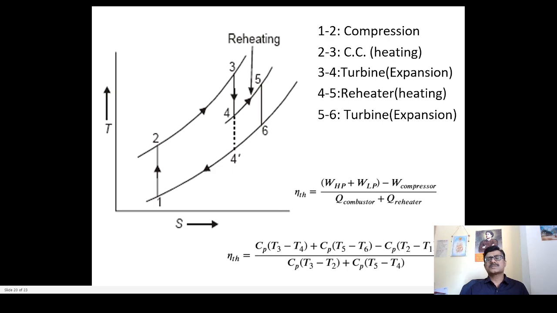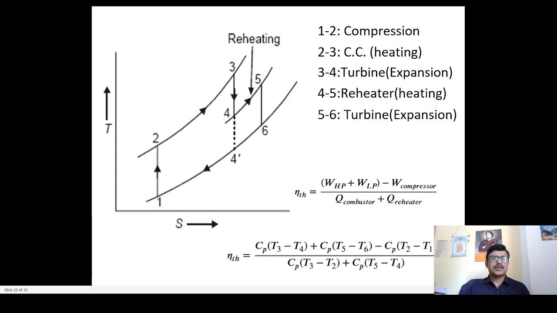Then this plus Cp into T5 minus T4. Process 4 to 5 is the reheat process. T5 is the temperature after reheating, and T4 is the temperature before reheating. So Cp into T5 minus T4 is the heat supplied in the reheater. By this equation, it is possible for us to determine the thermal efficiency of the reheat cycle.